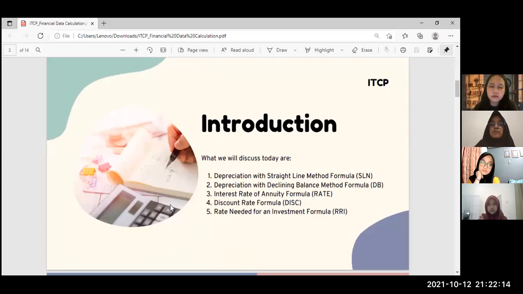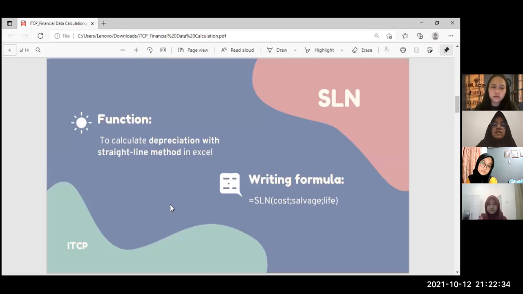The purpose of this presentation is, as accounting students, we need to understand the use of Excel in accounting to make it easier for us to prepare financial reports. We will describe 5 Excel formulas related to calculating financial statements, including SLN, DB, RRI, DISC, and RATE. The next slide will be presented by Bintang Nuraini.